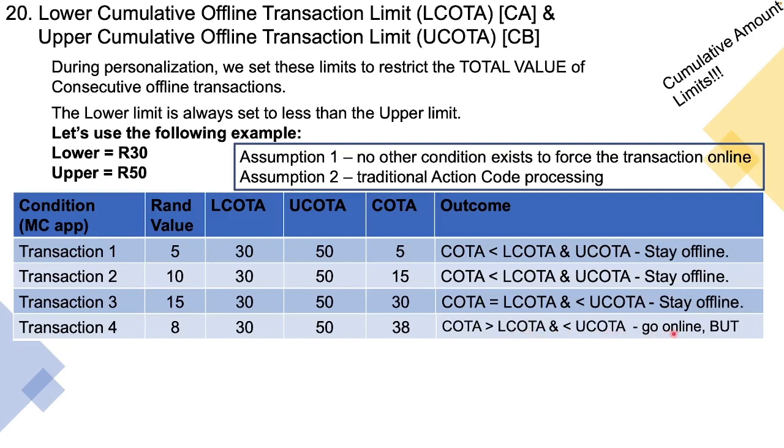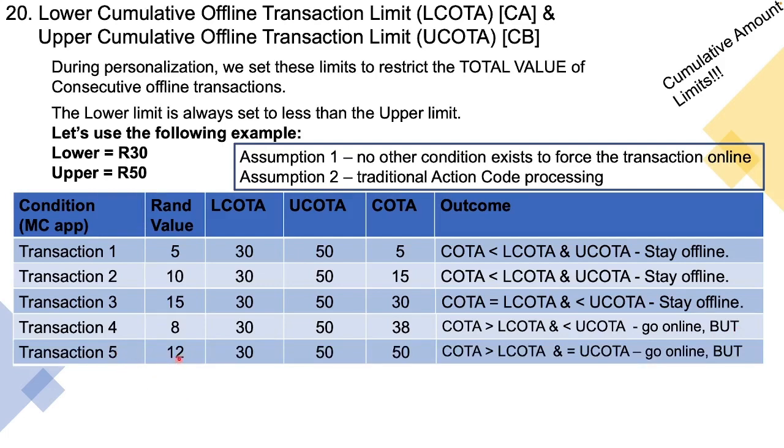But hey, guess what? Our terminal is on the fritz again. Can't make an internet connection. It can't connect to a network. So in this case, we say, okay, look, we would have allowed it. We could have gone online, but in a sense, you can't. It's cool. Let's approve the transaction offline.